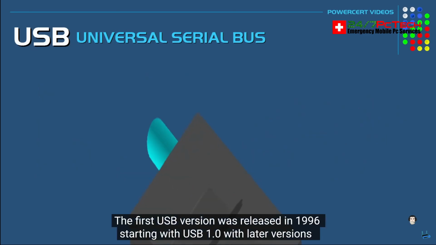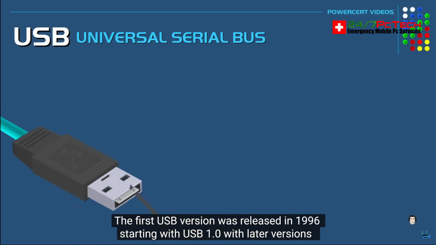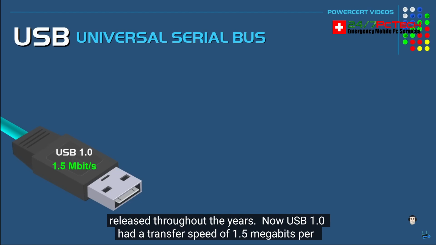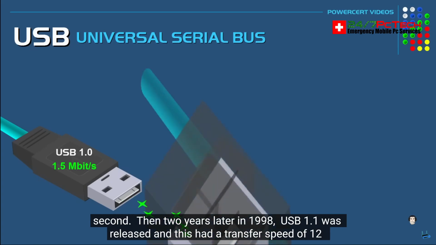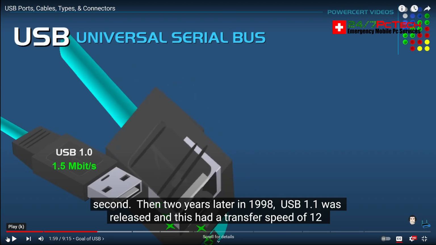The first USB version was released in 1996, starting with USB 1.0, with later versions released throughout the years. Now, USB 1.0 had a transfer speed of 1.5 megabits per second. By today's standard, 1.0 is very slow. If you have an old USB laying around, and the tip is not red or blue but white, then it's a slow transfer rate, and it's a pain in the butt.